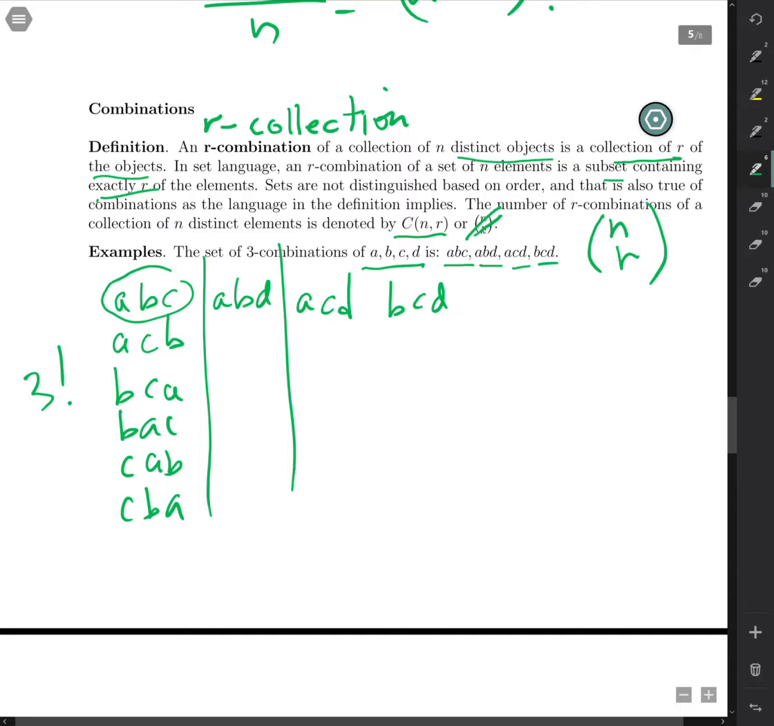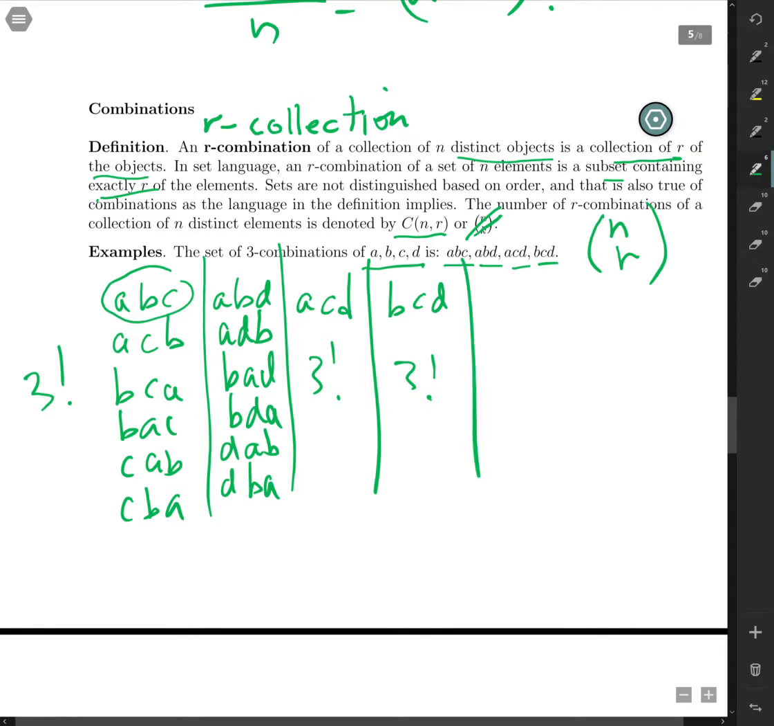The same thing is true here. We'd have A, D, B, that's okay. Then B, A, D; B, D, A, the 2 that start with B, and then D, A, B; D, B, A. Also 3 factorial here. There will be 3 factorial here and 3 factorial here. And you may remember that's how we wrote this down earlier.